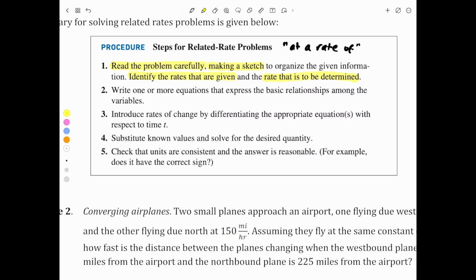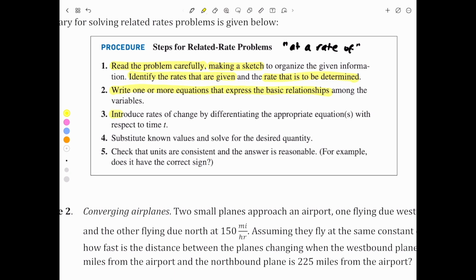The next thing you want to do is identify the equation and write it out. What's expressing the basic relationship? Is it the area of a circle? Is it the volume of a sphere? Is it the Pythagorean theorem? Is it sine of theta equals opposite over hypotenuse? Whatever that is, we're going to write it down.